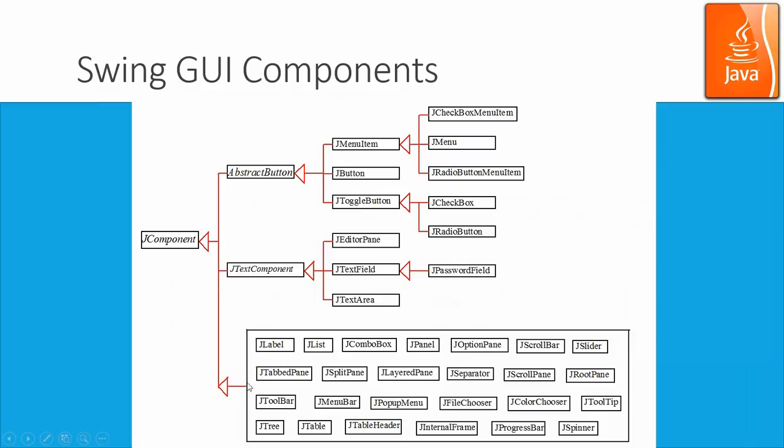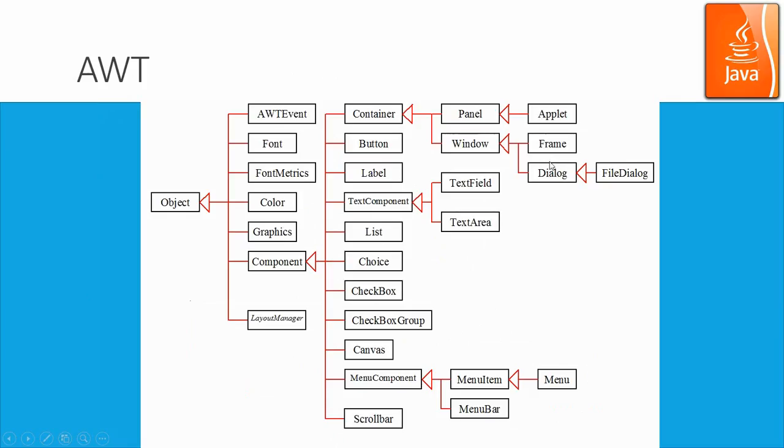GUI components are inheriting the Component class, and it has the buttons, text components for text field, password field, text area, and editor pane, and also various of the buttons over here. So these are the components for Swing package. AWT has this class hierarchy. You have the helper classes, you have the component, you have the layout manager, and from components, you have different containers, button, label, text component, list, choice, checkbox group, canvas, menu components, and scroll bar.